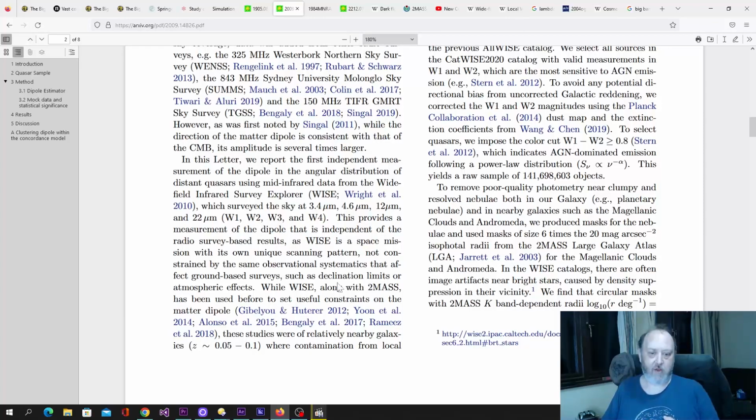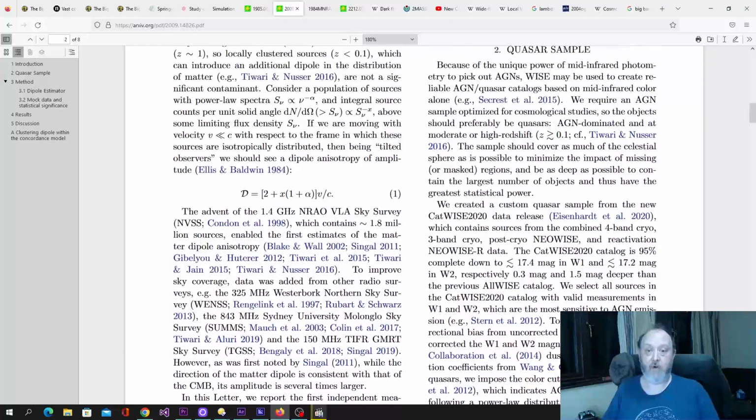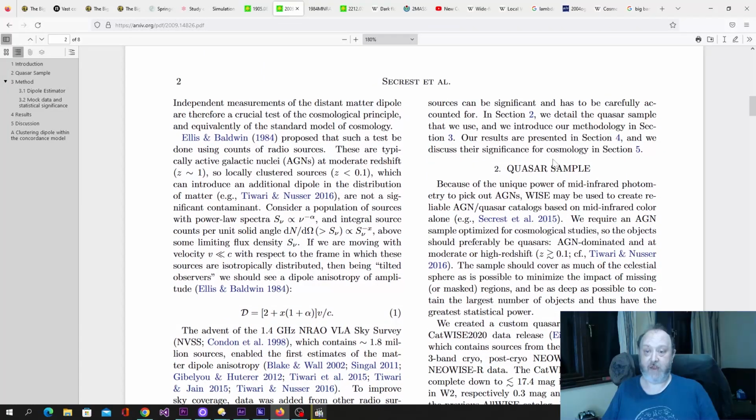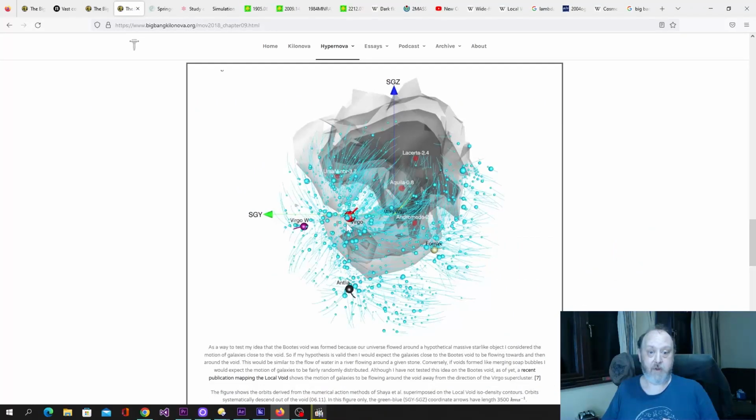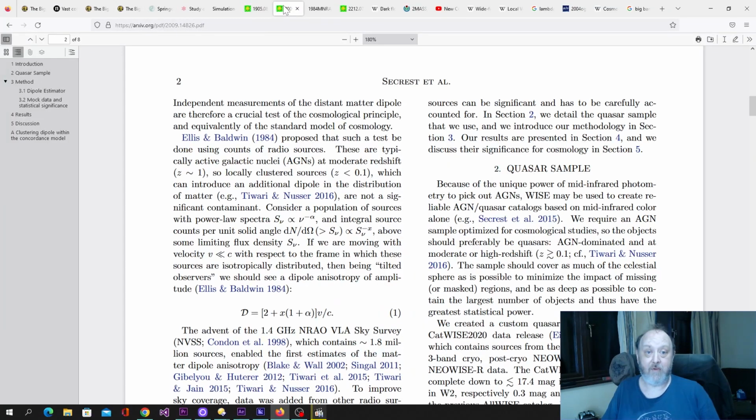While WISE, along with 2MASS, has been used before to set useful constraints on the matter dipole, these studies were of relatively nearby galaxies, in the Local Group, where contamination from local sources can be significant and has been carefully accounted for, i.e., all the movement of all the galaxies in the general flow around the Local Void. Essentially what they're talking about.